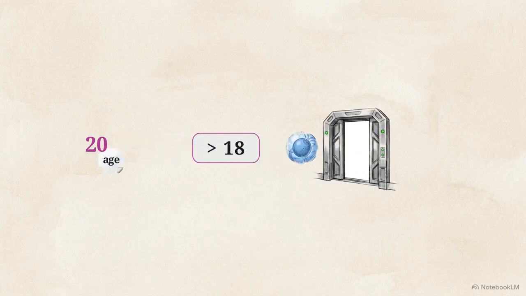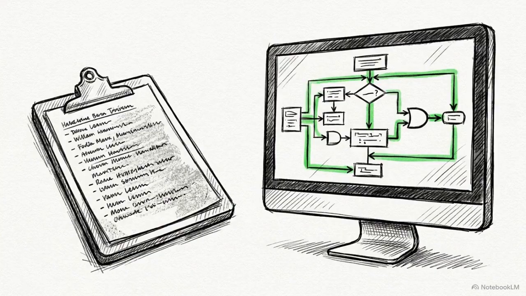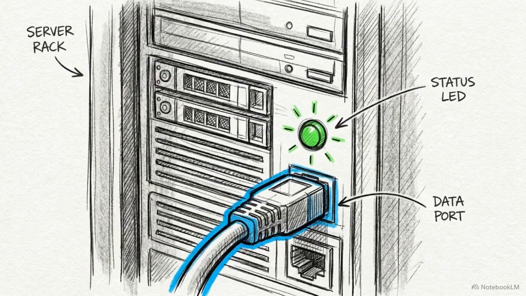20 passes the greater than 18 test. The door glows green. Code proceeds. If it fails, holding 16, the else condition turns the bouncer red, redirecting the code. Conditional statements take a static list of text and transform it into a smart system. The program is now capable of reacting to new information.